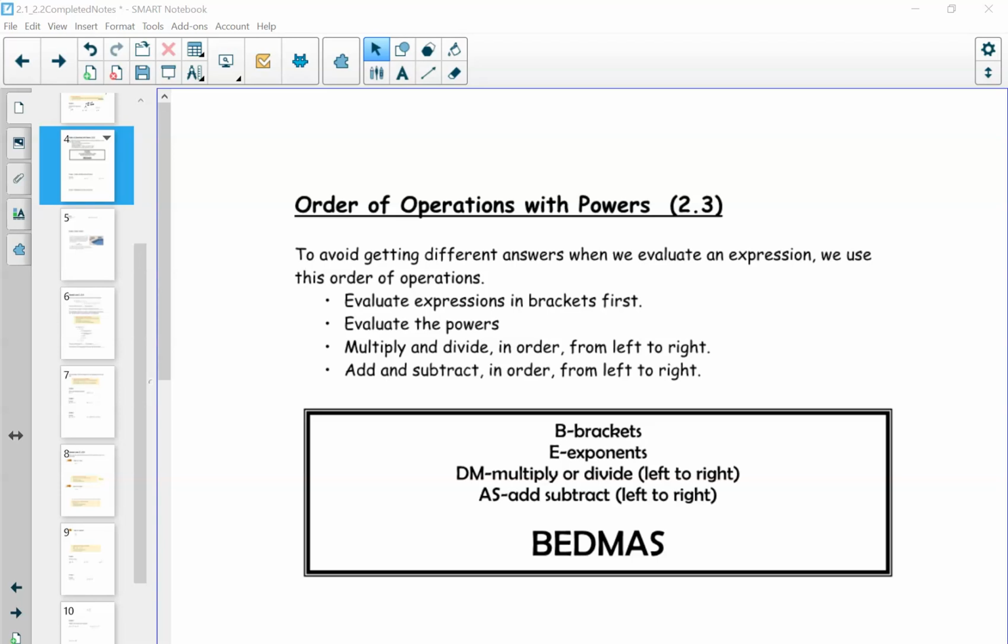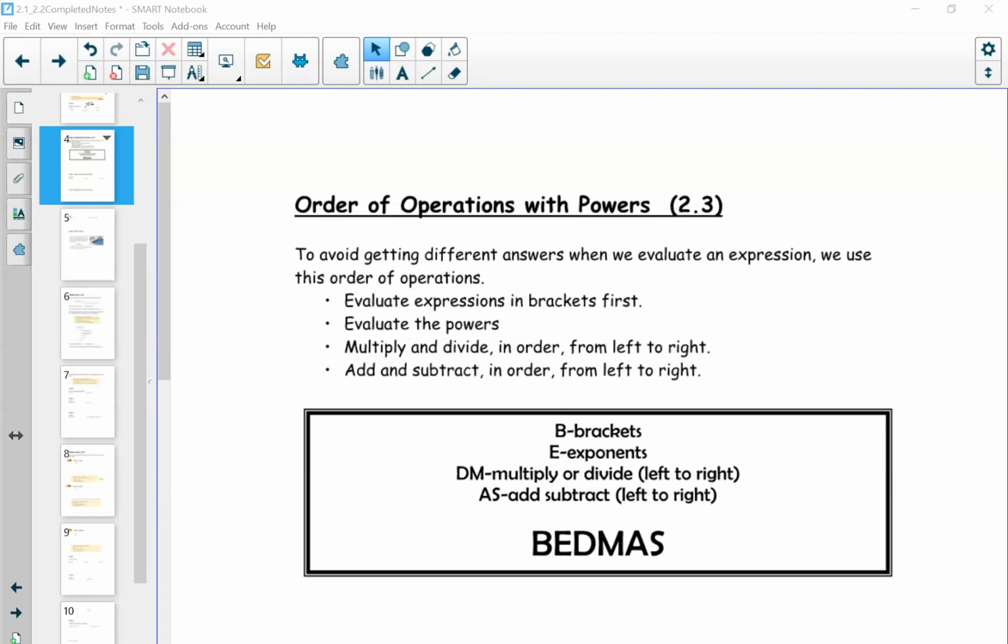Welcome to Unit 2.3. Today we're going to talk about order of operations with powers. Order of operations is just a fancy way of saying we're going to do operations like addition, subtraction, multiplication, division, using brackets, that sort of thing. So you've been doing operations with numbers your entire life. If you're doing 2 plus 3 equals 5, you just did an addition operation. So don't let that term confuse you.